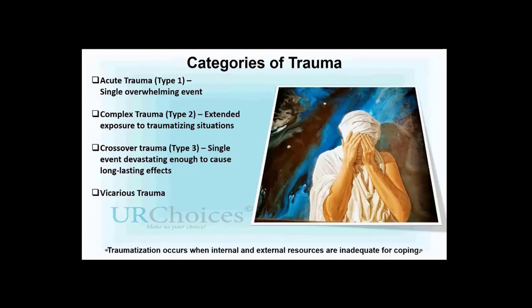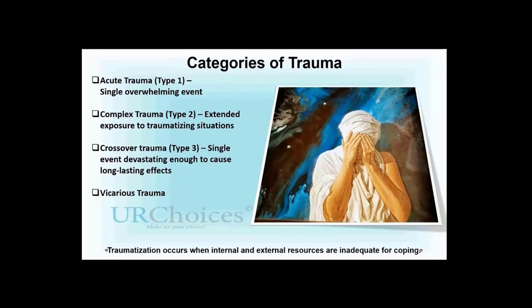We see here there are 4 categories that apply to people in need of intervention that are associated with the DSM-5. First, acute trauma, or type 1, involves a single overwhelming event. Complex trauma, or type 2, is extended exposure to traumatic situations, which may mean living in a war zone or a place that has continuing violence on a day-to-day basis.